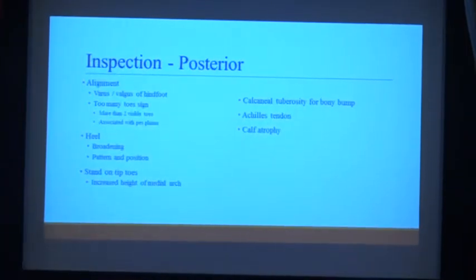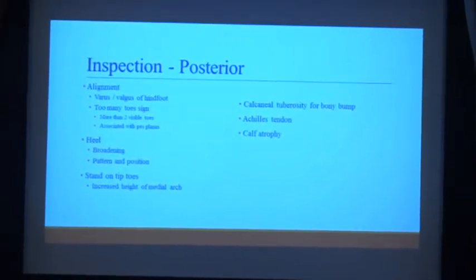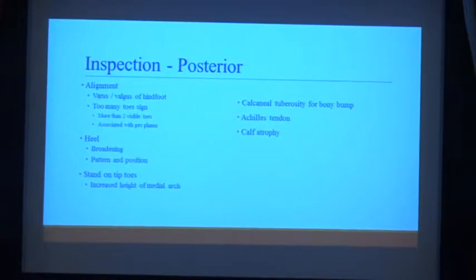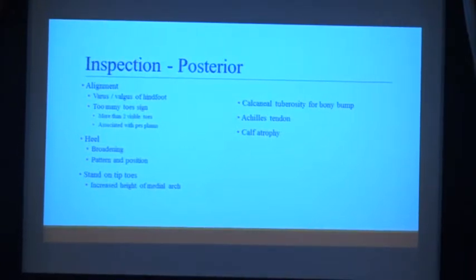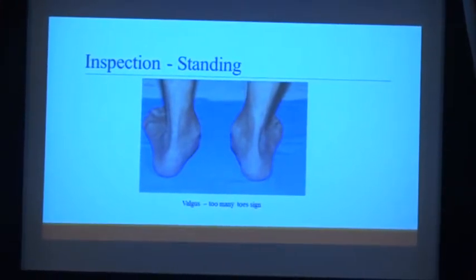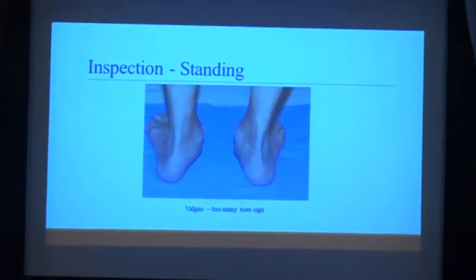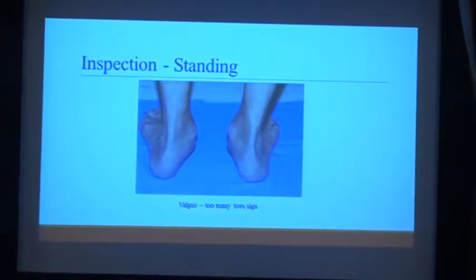But the too many toes sign, because in a very valgus foot, you may see more toes from behind. That is called the too many toes sign. Whether the patient can stand up on the toes, how is the arch? So this is a too many toes sign. When the patient has got a deformity like this, you tend to see more than 2 toes from behind when you examine the patient.